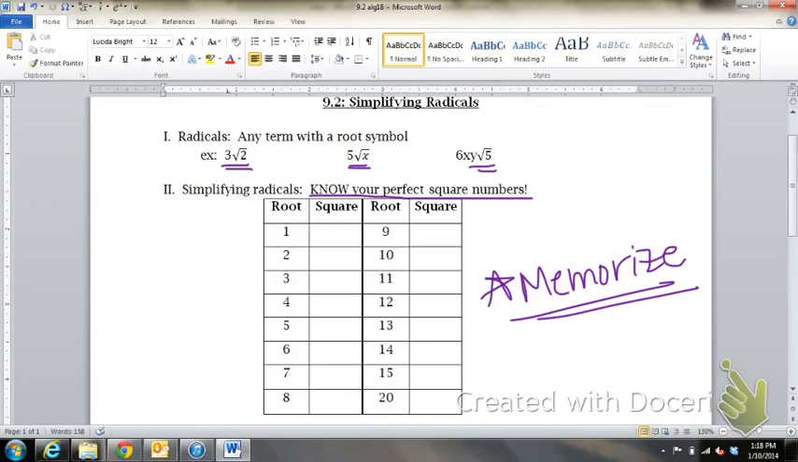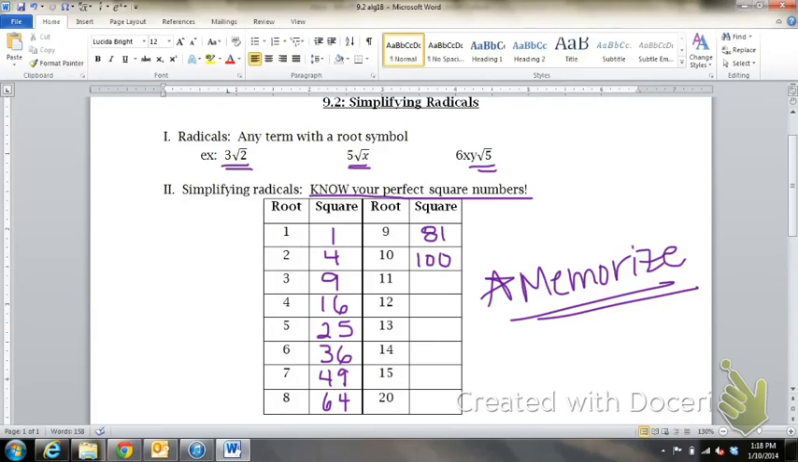So if the root is 1, 1 squared, 1 times 1 is 1. The root is 2, 2 squared, 2 times 2 is 4. 3 squared is 9. 4 squared is 16. 5 squared is 25. 6 squared is 36. 7 squared is 49. 8 squared is 64. 9 squared is 81. 10 squared is 100. And those are the ones that most people know.